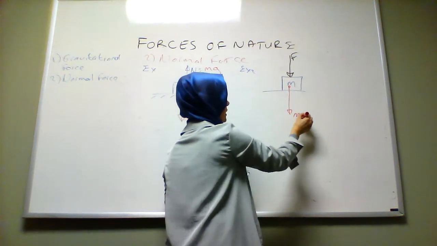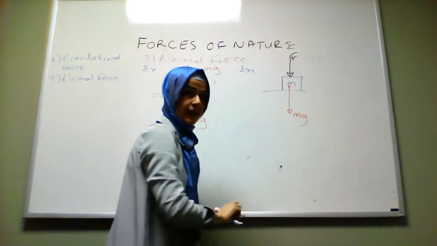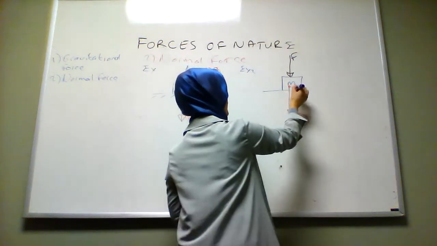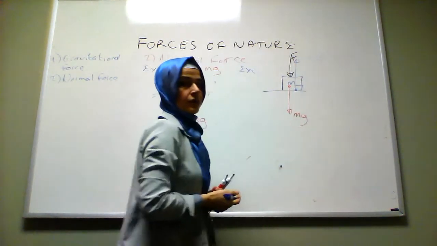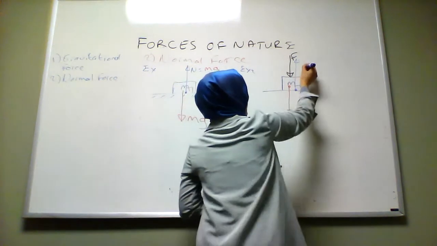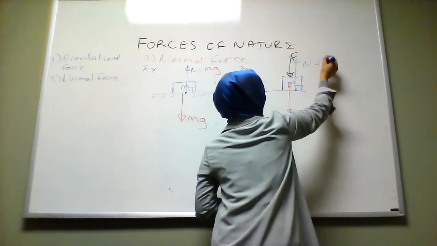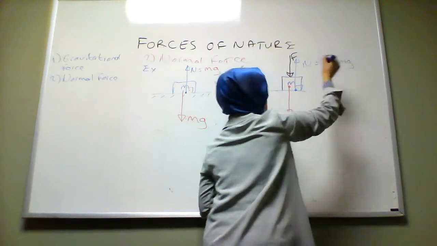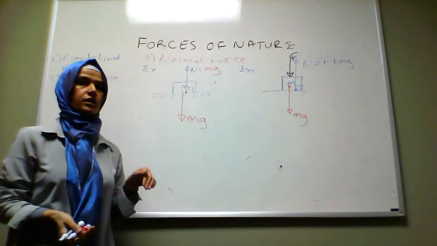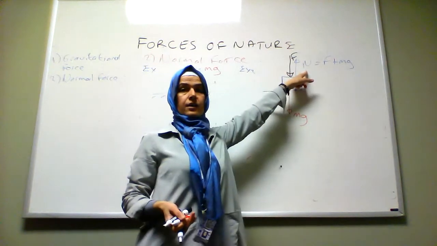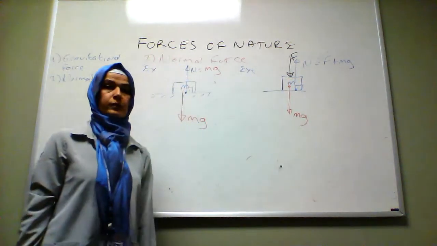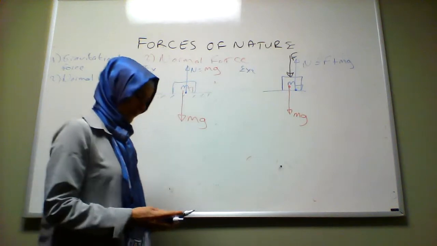So we still have mg here, plus F pushing down, then N will be in the upward direction, again perpendicular to the surface, and it will be equal in magnitude to F plus mg. It is working against all these action forces, action force and reaction force. Now that could be many different situations.